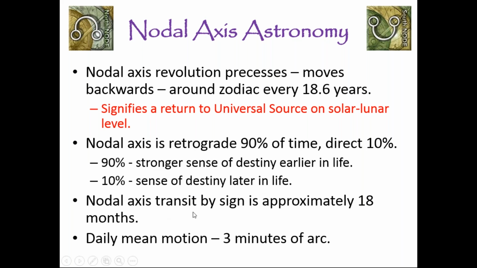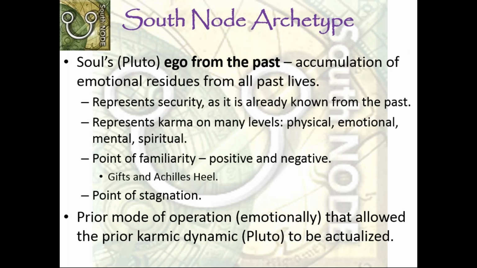The nodal axis transit by sign takes approximately 18 months. Those of you who may be familiar, right now we have transiting north node in Leo, transiting south node in Aquarius. And so that works out to be a daily mean motion of about 3 minutes of arc. 3 minutes, 60 minutes will equal a degree, 30 degrees equaling a sign.